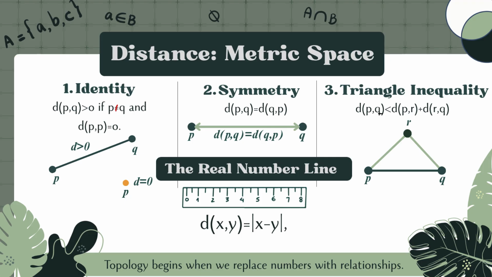To discuss closeness, we first need a way to measure distance. Well, a metric provides exactly that. On the real number line, distance is defined by d(x, y) equals the absolute value of x minus y. A valid metric must satisfy three properties: identity, symmetry, and the triangle inequality. Once we can measure distance, we can begin discussing what it means for points to be near one another.